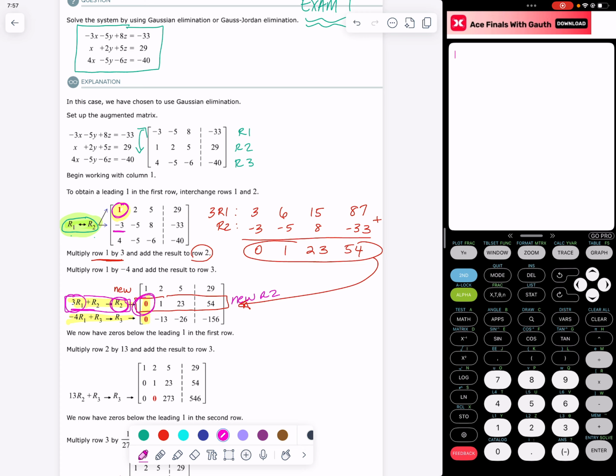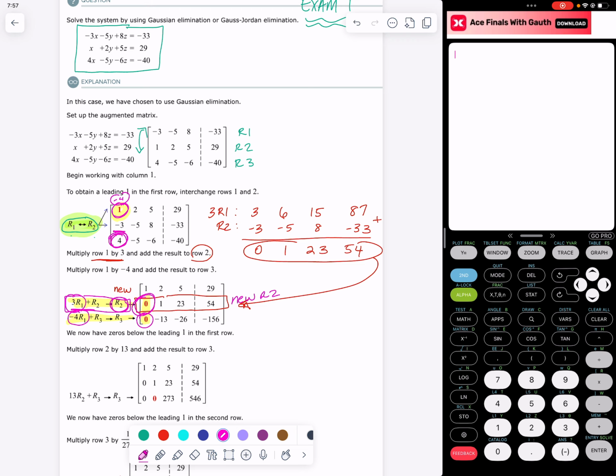So I hope that helps. Let's go over this next one. How do I get rid of a 4? How do I make a 4 a 0? I multiply row 1 by a -4. So this becomes a -4 added to this +4, which gets us the 0. So that's the process.